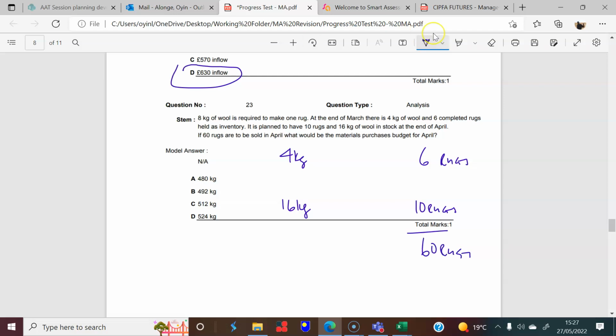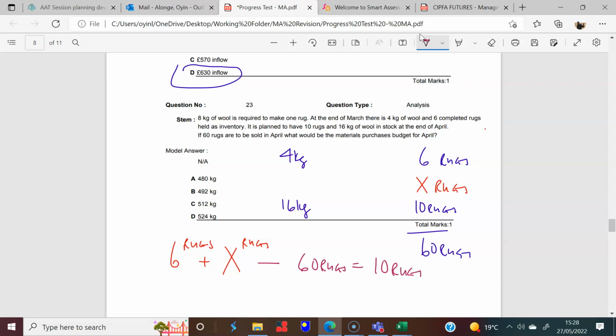So what we're really saying, I'll just change my pen color, is that you're going to start with six rugs, then you're going to produce a certain amount of rugs. Let's just call them X. I'm just doing it practically. I'm going to have six rugs, I'm going to make X number of rugs, then we're going to sell 60 rugs, and then we're going to have 10 rugs left. That's what this means in simple English. The question is, how many rugs did we produce? I start with 6, I make another X, I sell 60, and I have 10 rugs left.